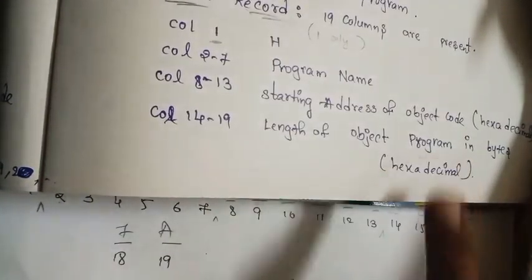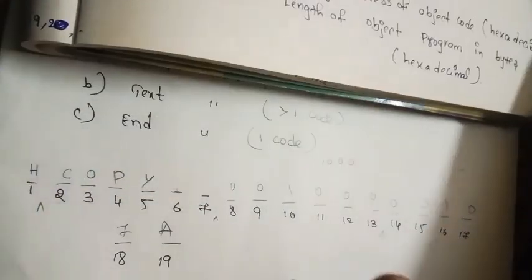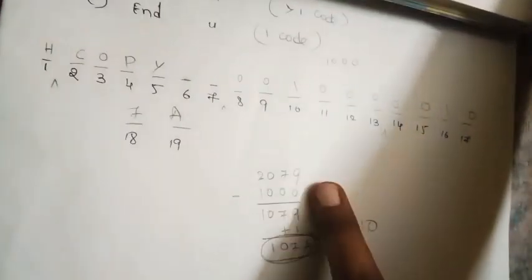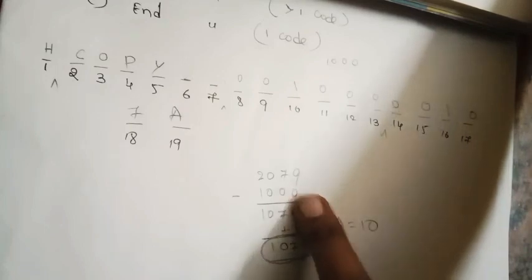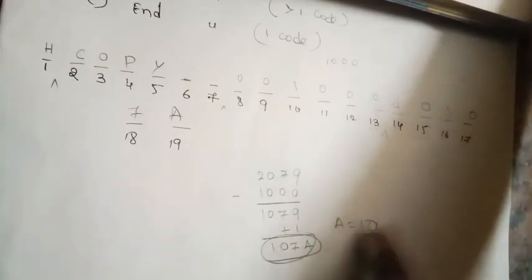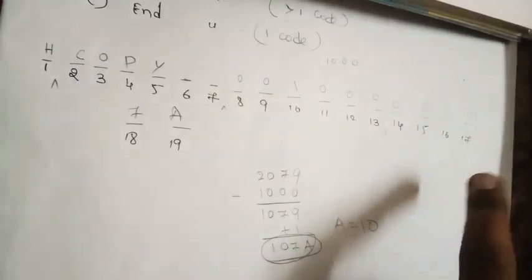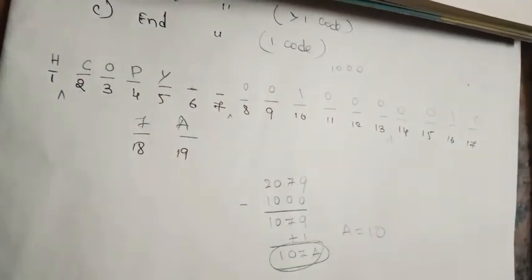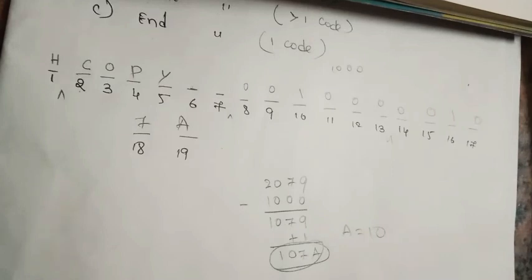After that, the last step is columns 14 to 19, the length of the object program. How to find it, guys? End address minus starting address, and whatever answer we got, add 1. Then whatever answer we got, just write it here. That's it, guys. I think you all understood my video.